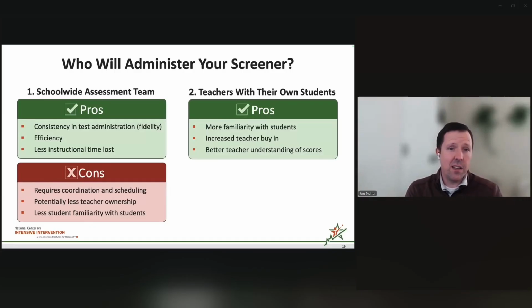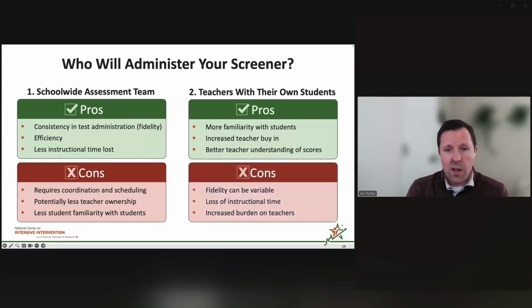So there is benefit in having teachers hear their own students read and collect that data. And so those are pretty big pros for teachers doing it with their own students. But again, there's also cons to think about. So the first is that fidelity can be a challenge and can be variable.